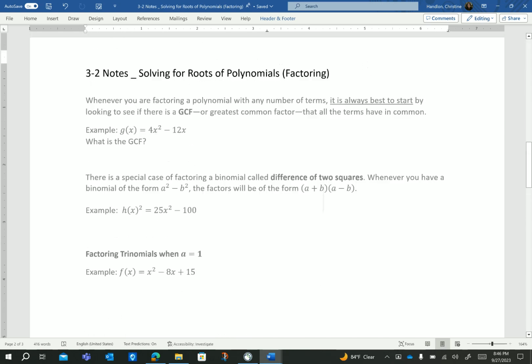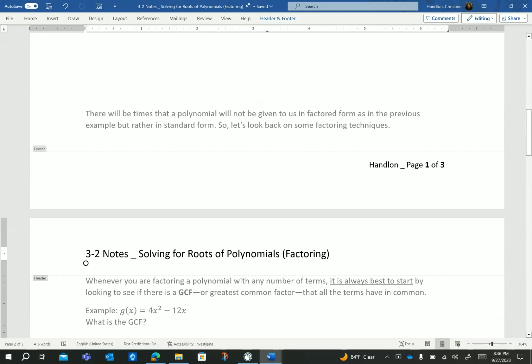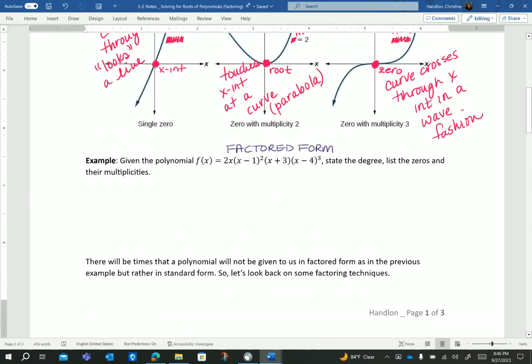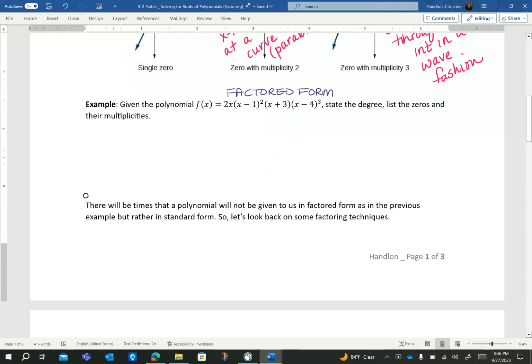Okay, so let's go back here. Where am I? Right here, the factored form. So factored form has parentheses. It's a product of factors. I want us to state the degree, list the zeros, and their multiplicities. The degree is found whenever it is a factored form, okay? If it's factored, the degree is found by adding the powers of the factors. Add the powers of your factors.